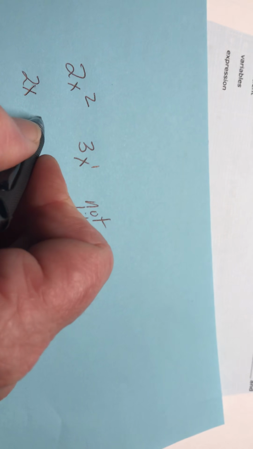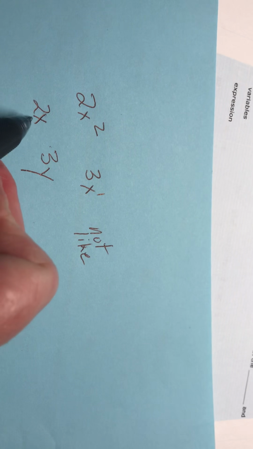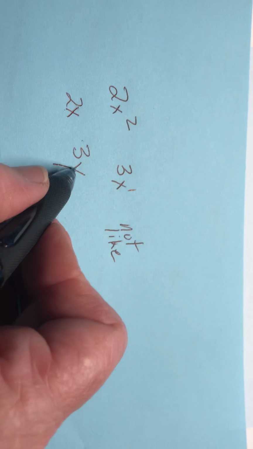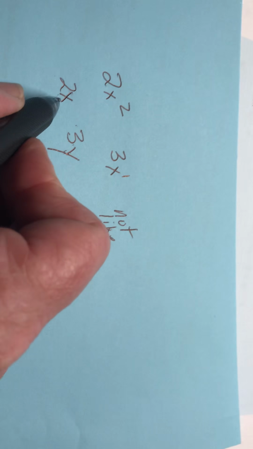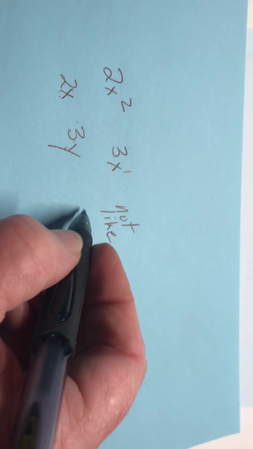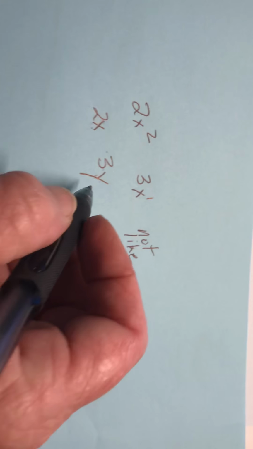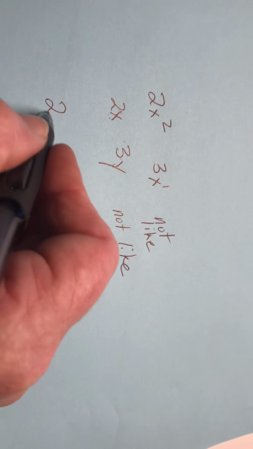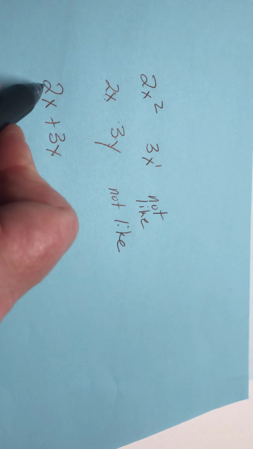x, 2x, and 3y are not the same. Notice it just has to do with the variable. These numbers aren't the same, but that doesn't matter. All we care about is the variable when we're talking about like terms. Okay? So if they're like terms, then you're just going to do the math with the coefficients.